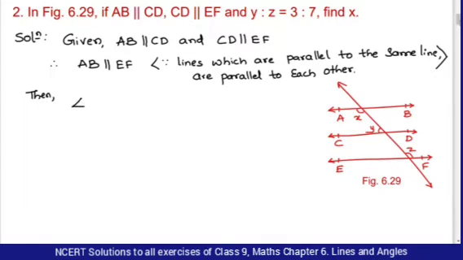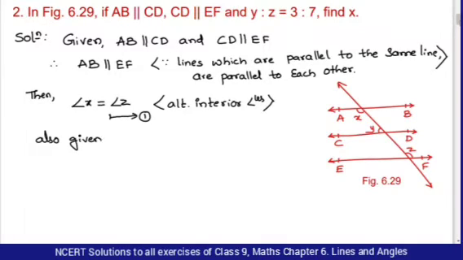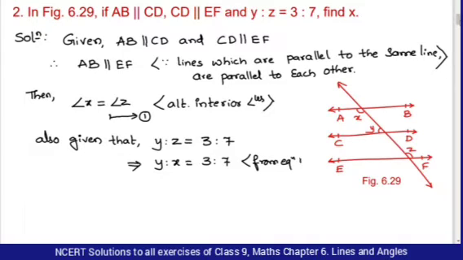Then, angle X is equal to angle Z, because these are alternate interior angles. Take this as equation number 1. Also given that Y is to Z is equal to 3:7. This implies Y is to X is equal to 3:7, since we have used equation number 1. Let us take that angle Y is equal to 3A and angle X is equal to 7A.